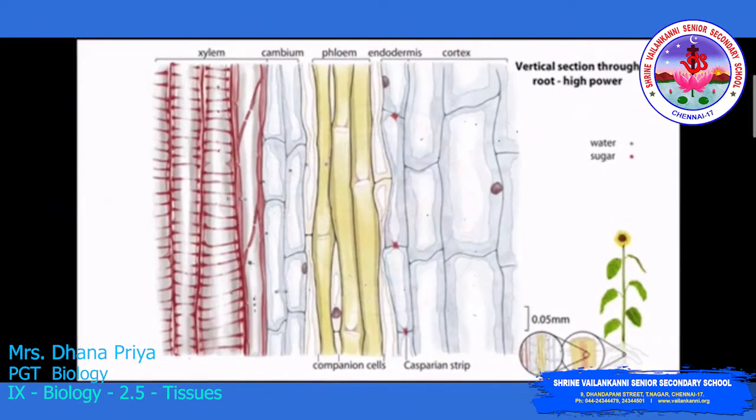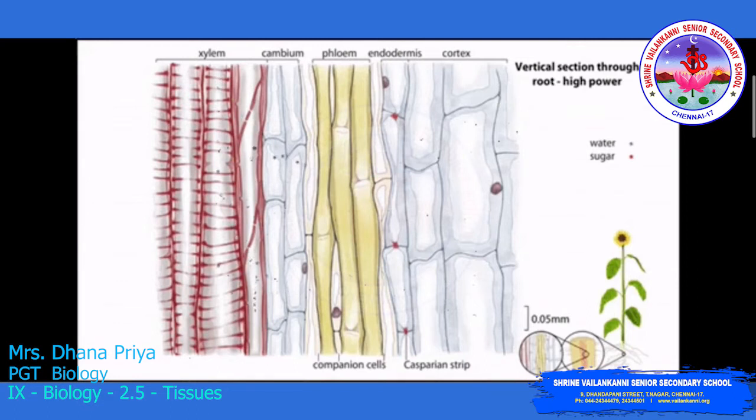This is an example diagram for the vertical section through the root. I have given this picture to show the vertical section of the root. Here you can see the xylem denoted with red color and the phloem in yellow color.